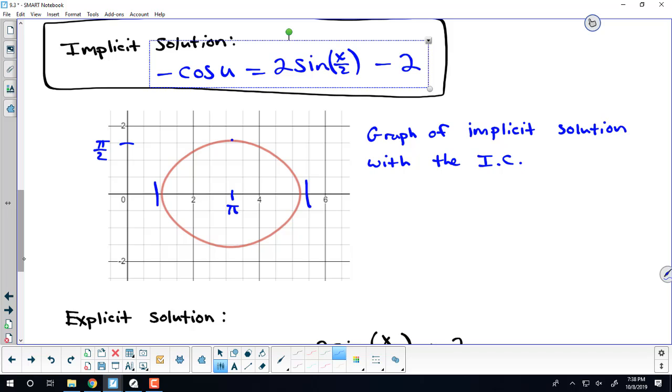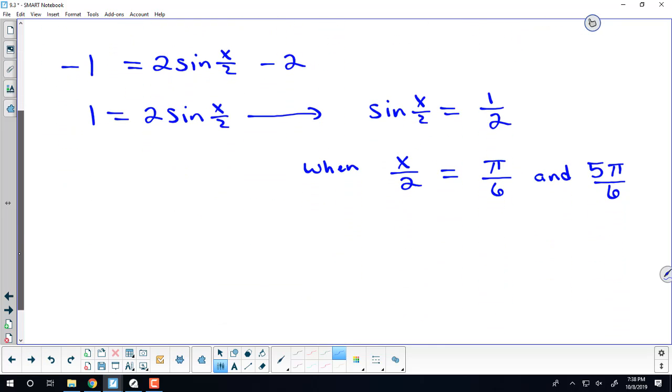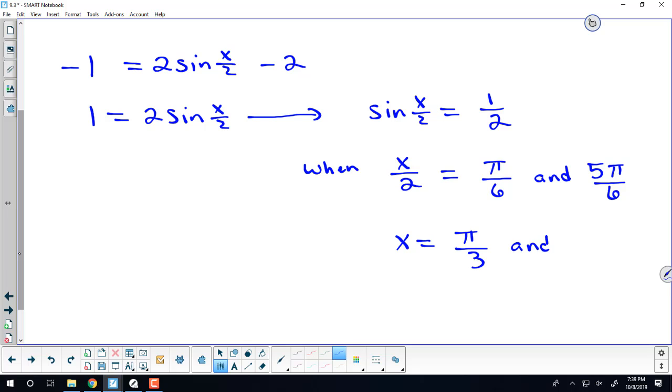We don't need to look at other values of sine that make it equal to a half. Is that clear? We don't need to go out any further than 5 pi over 6, and we don't need to keep going out to negative pi over 6 and all of that stuff. Okay, so we're stopping there. And so that means that x has to be what? 2 pi over 6 and 10 pi over 6.